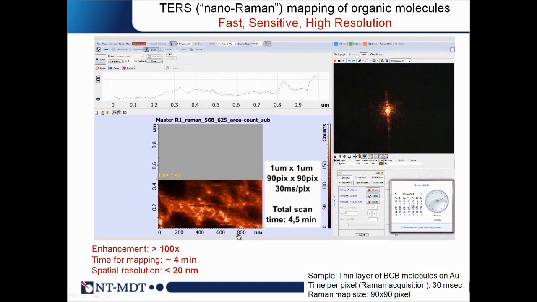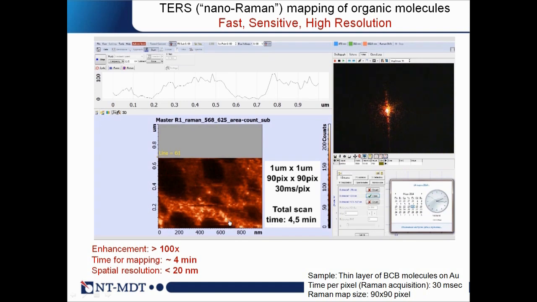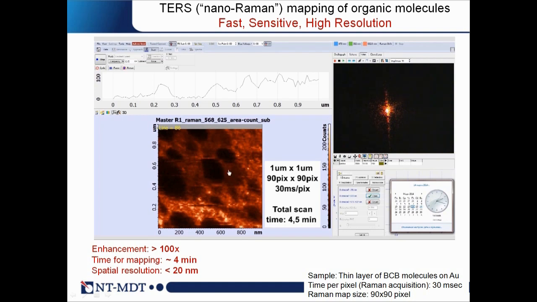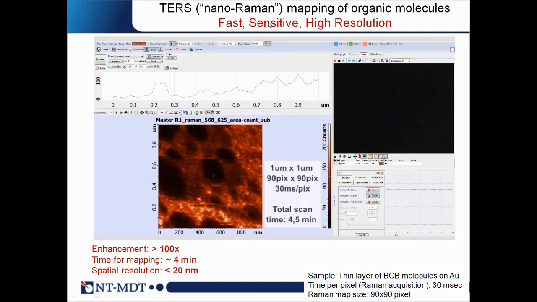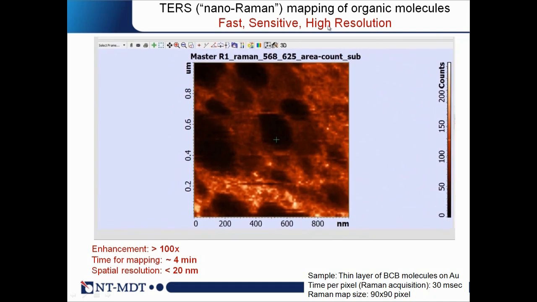It's a little bit shortened, so overall time would be 4.5 minutes, as I said. Here is the clock, and you can see it's a 1 by 1 micron scale, and it's a non-uniform distribution of the molecules on the substrate, and the cross-section, which we will analyze later, will demonstrate about 20 nanometer lateral resolution of these Raman maps. So again, it is very fast, it is very sensitive, because these are organic molecules and they produce a very, very small Raman signal without enhancement of the tip, and this is extremely high resolution.